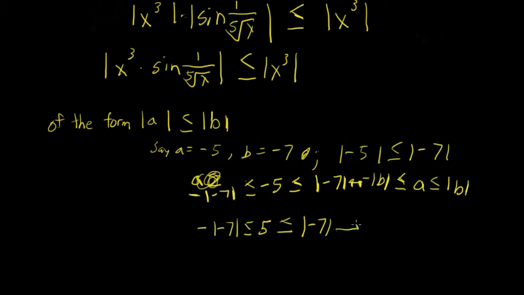So this is equivalent to saying that -A is greater than or equal to negative the absolute value of B, but less than or equal to the absolute value of B. Or alternatively, -A is less than or equal to the absolute value of B, but greater than or equal to negative the absolute value of B.